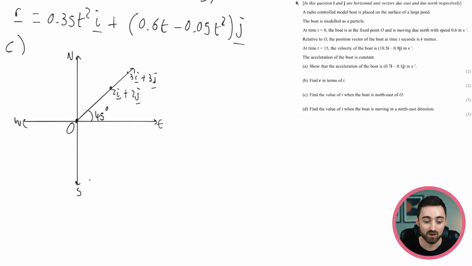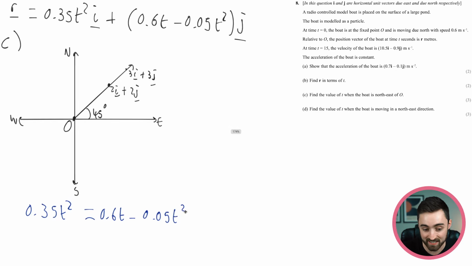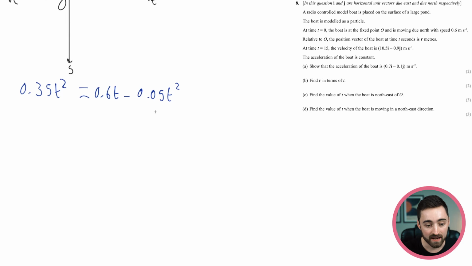So the point, or points, who knows, at which it is northeast, it's just going to be when the i component, 0.35t squared, is going to equal the j component, which is 0.6t minus 0.05t squared. Okay? I've got a quadratic. Let's solve it. So let's get everything onto the left-hand side. That's what I like to do with quadratics. So I'm going to have 0.35 plus 0.05 lots of t squared. That's going to be 0.4t squared.